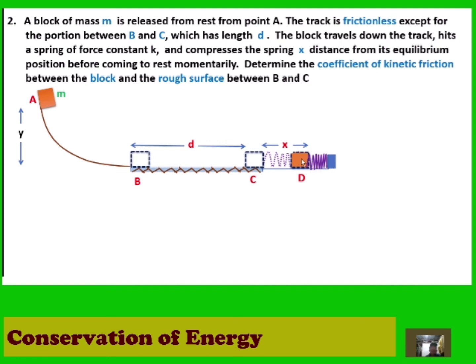Then it stops momentarily at point D. So our equation for the law of conservation of energy, from A to B: the sum of kinetic and potential energy at point A is the same as the sum of kinetic and potential energy at point B. At point A, its kinetic energy is 0 since it is at rest. At point B, its potential energy is 0 since the height is 0.